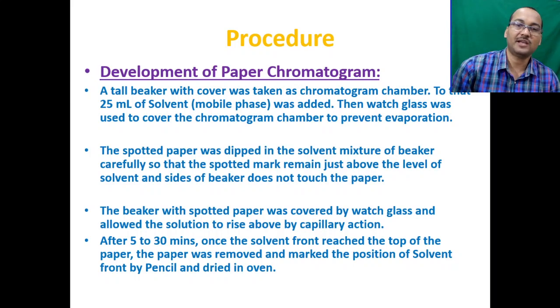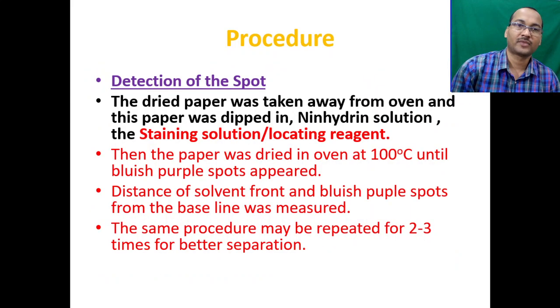After 5 to 30 minutes, once the solvent front reached the top, the paper was removed, the position of the solvent front was marked by pencil, and the paper was dried in an oven. Then detection of spots. The dried paper was taken out of the oven and dipped in ninhydrin solution. Then the paper was dried at about 100 degrees Celsius until bluish purple spots appeared. Then the distance of the solvent front and the distance from baseline to bluish purple spots were measured. The same procedure may be repeated 2 to 3 times for better separation.